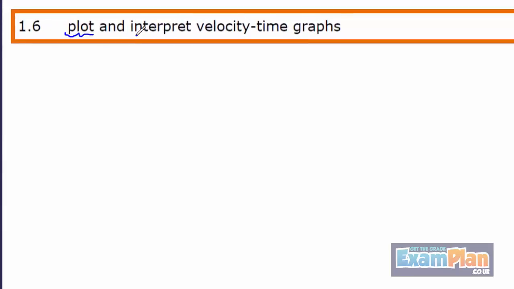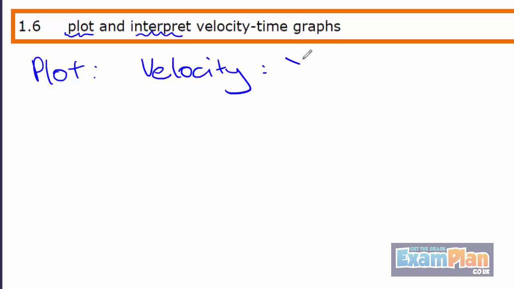In this video, we'll be looking at plotting and interpreting velocity time graphs. When you plot a velocity time graph, you must make sure that the velocity is on the y-axis and time is on the x-axis, and always remember to include the units.